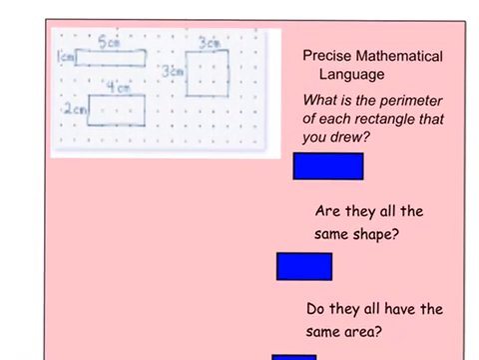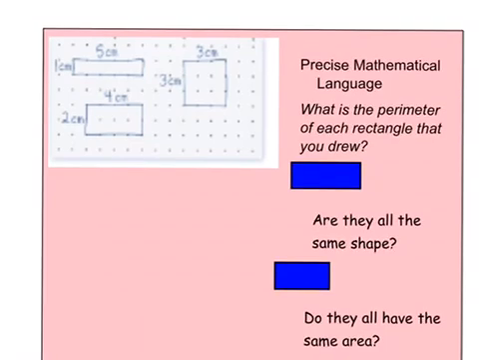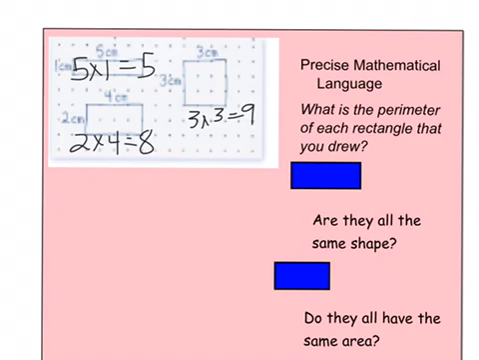And then the next question I want you to think about is, do they all have the same area? And if you look at the first one, 5 times 1 equals 5. So that area is 5. 2 times 4 equals 8. So the area is 8 for that one. 3 times 3 is 9. So the area is all different.